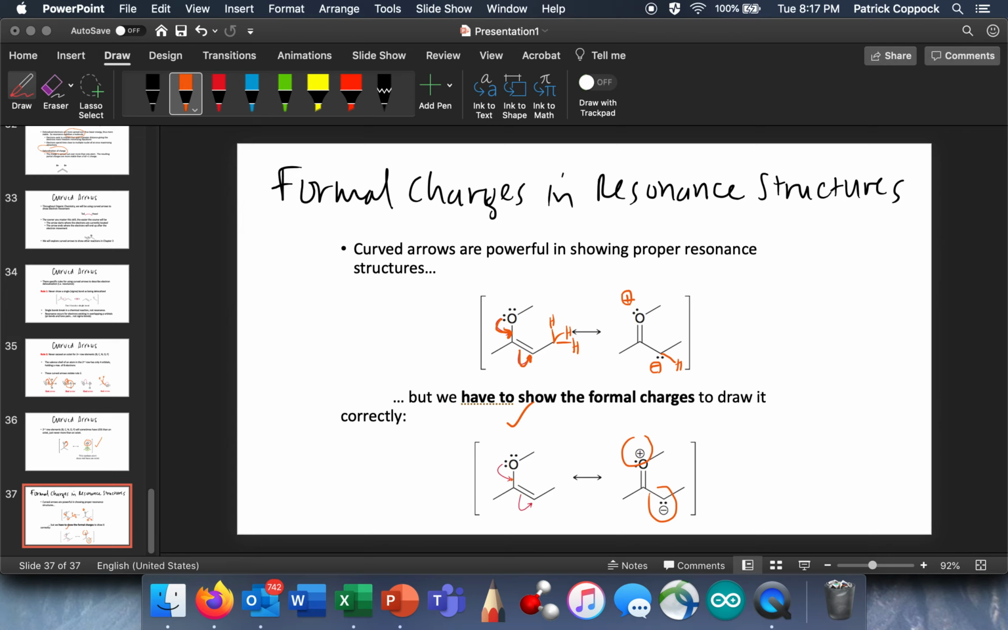In other words, this bond here, let me get a different color here. Let me do a highlighter. This bond here is not half and half single bond, double bond. Because this is the greater contributor, this is going to have more single bond character. That's going to be more single bond character. And this is going to be more double bond character. Right? Because this is the greater resonance contributor.